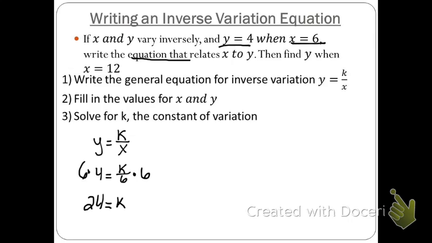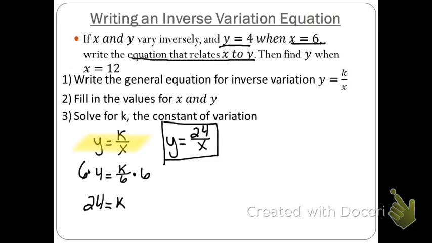An equation that relates x to y. And so that equation is our y equals k over x, except we're going to fill in what k is, because k is that constant of variance. So y equals 24 over x. So now we have answered their first question, to write an equation that relates x to y.